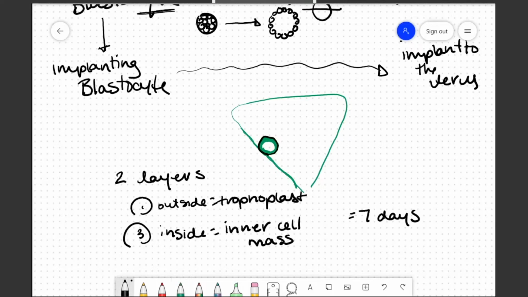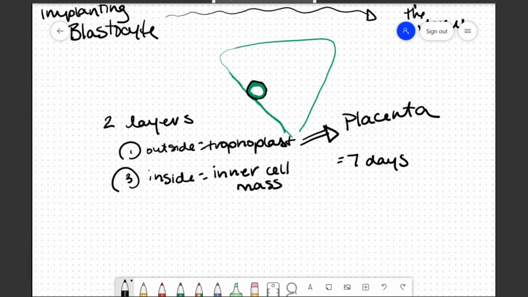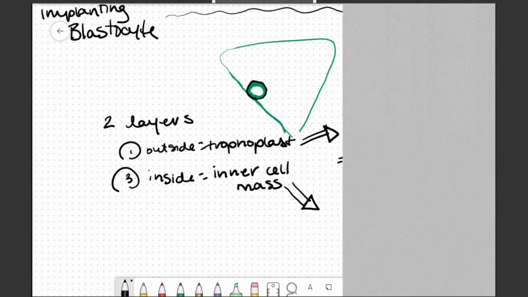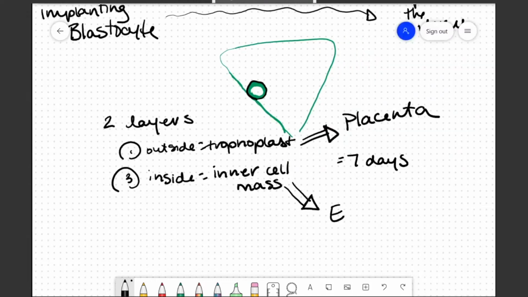So this outside layer, which is called the trophoblast, will eventually become the placenta. So this is where the embryo will start to develop, inside this placenta. So this black outside layer, the trophoblast, will essentially become the placenta, whereas this inner cell mass, or this inside layer, will become the actual embryo. So that is what will happen when it implants into the uterine wall as an implanting blastocyte.